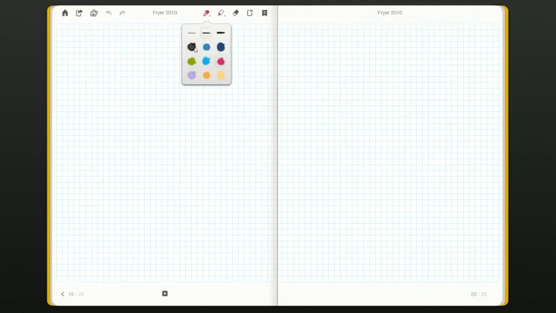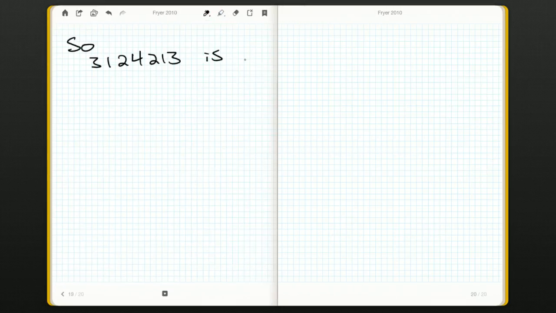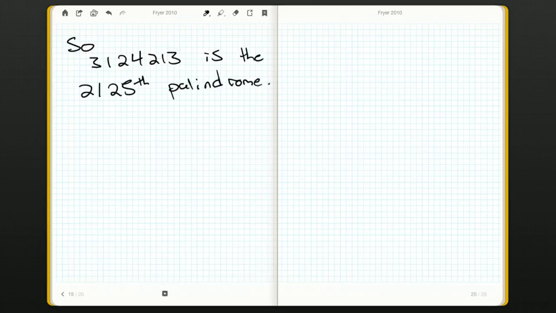So, let's get out the black pen. So 3124213. This is the 2,125th palindrome. And that's what we were asked for. I'm pretty sure I now have the ordering right. If I'm off, I am off by at most one. You can read their solutions if you want, but I'm fairly certain I'm correct.